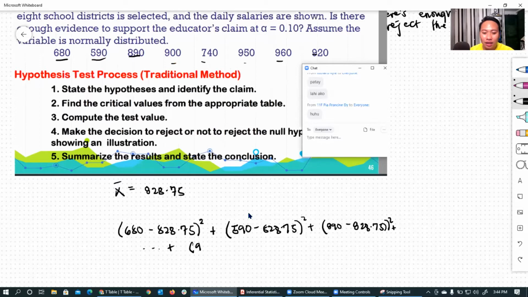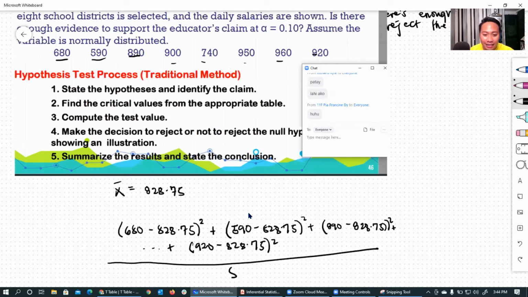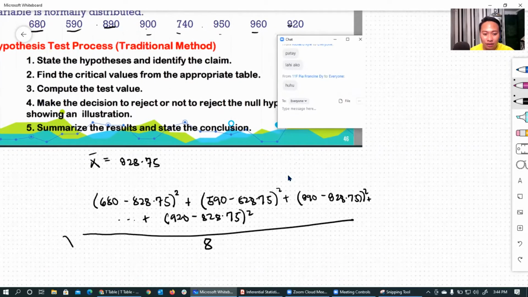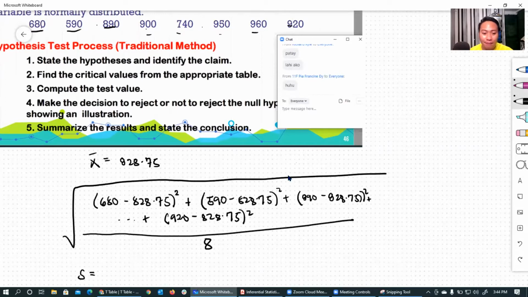So 920 minus 828.75 squared, all over 8. Okay, you have 8 items. And then after that, you take the square root of that. So your sample standard deviation should be 130.43.